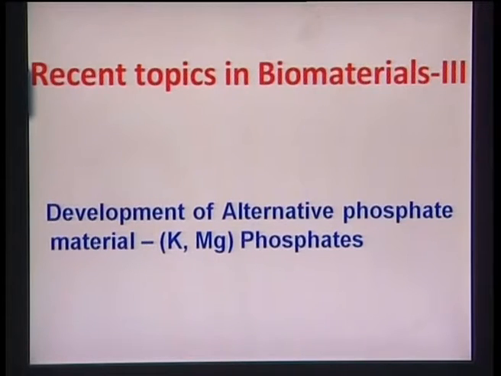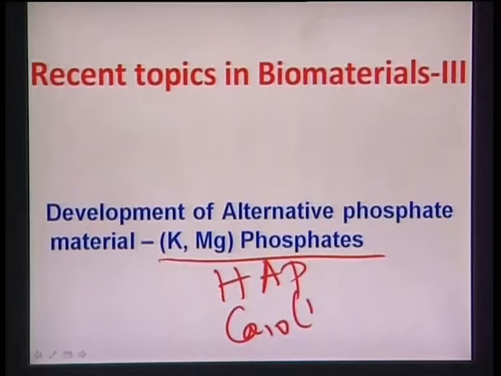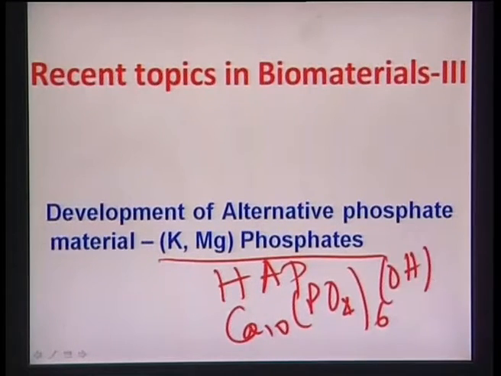Now, in this lecture I will focus on the discussion of one of the new alternative phosphate materials, that is potassium magnesium phosphates. This material has been developed as an alternative to hydroxyapatite materials. Remember, hydroxyapatite has the typical formula Ca10(PO4)6(OH)2. This hydroxyapatite is one of the important phosphate materials which has been widely recognized for biomedical applications.